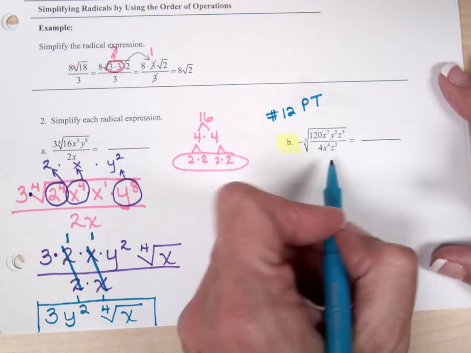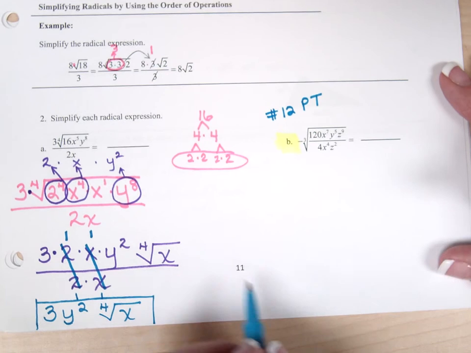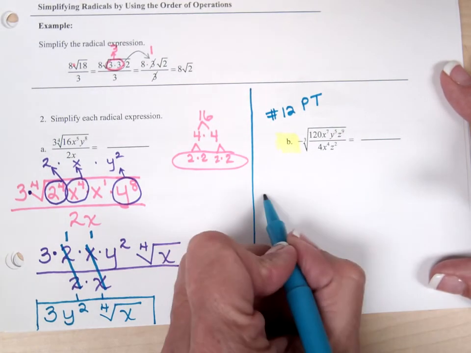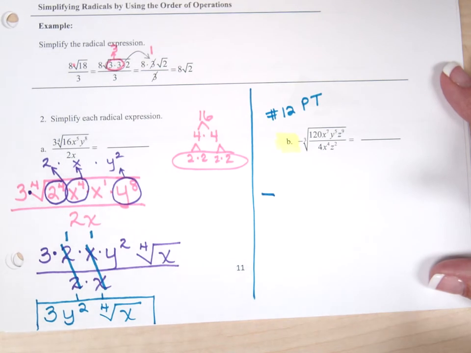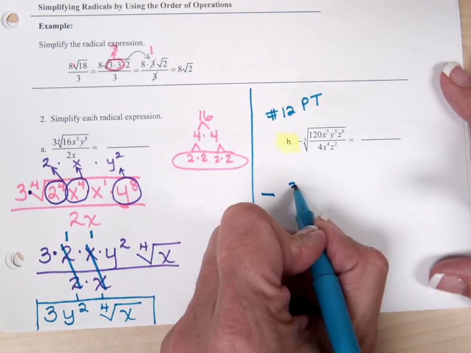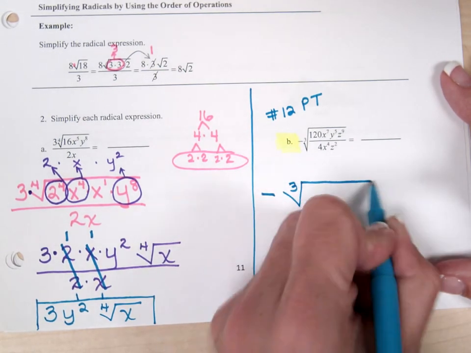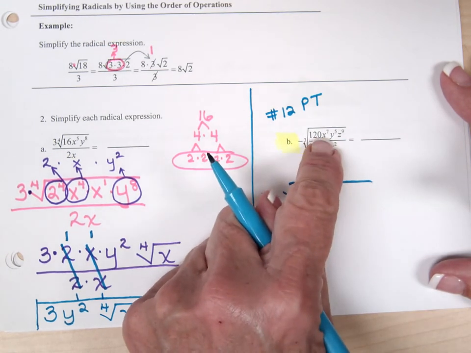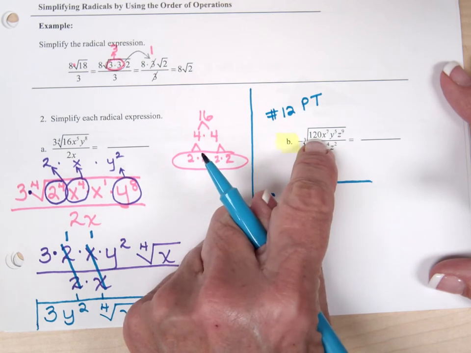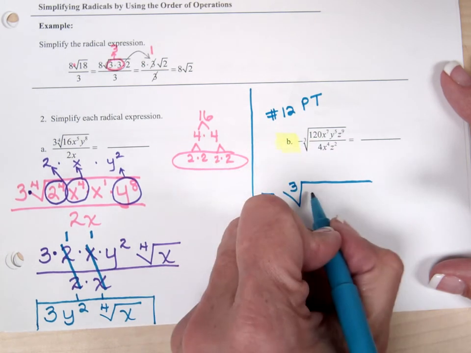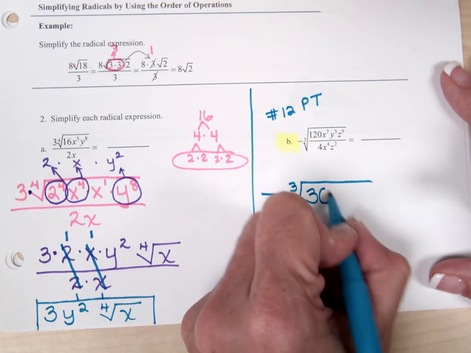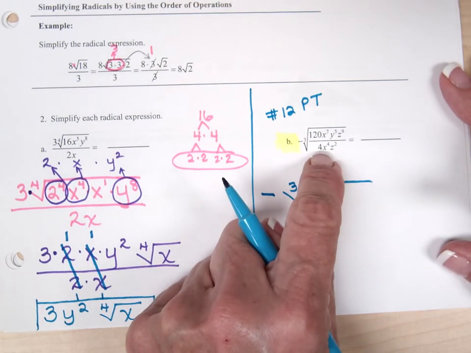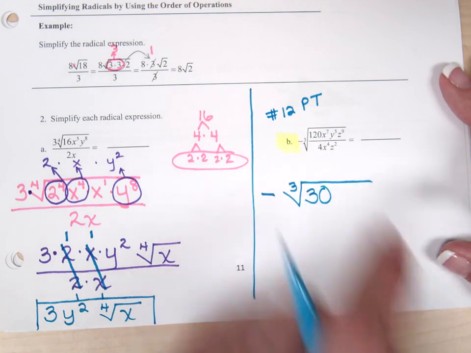Z to the 9th and z to the 2nd have something in common. So the negative stays. And then this is going to be cube root. And on your calculator, hopefully you know 4 goes into 120 30 times, because 4 goes into 12 3 times and then add the 0. But if you don't know that, just divide it on your calculator. Or you could have made it 60 over 2 and then simplified it to 30 over 1.